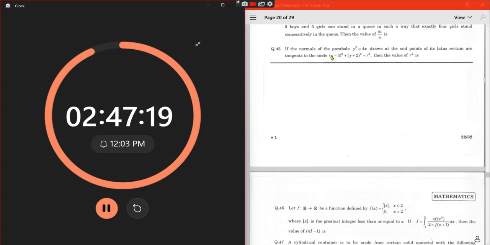Next, 45. 45 is: if the normals to this parabola drawn at the endpoints of the latus rectum are tangential to this circle, then the value of r squared is. A parabola, and you drew normals. Okay, normals drawn to this parabola at the endpoints of the latus rectum are tangential to this circle. Wait, why? Okay, tangential to this circle. Odd. Okay, then the value of r squared is, so (x minus 3) squared plus both in fact at the same time. How does that even make sense?